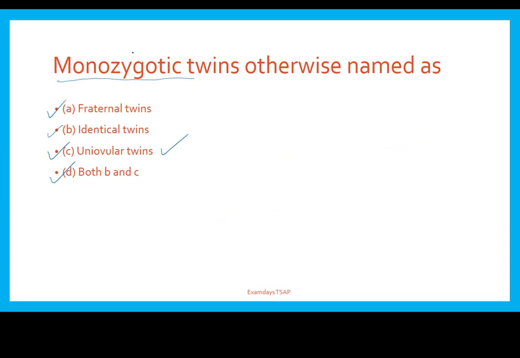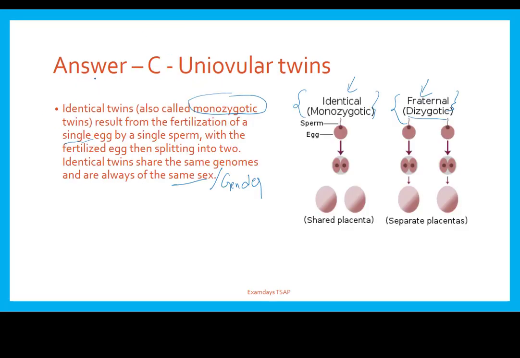Monozygotic twins, other name. Your options: A, fraternal twins, B, identical twins, C, univocal twins, D, both A and C. The correct answer is going to be identical twins. The explanation is given: identical twins are also called monozygotic twins, which result from the fertilization of a single egg by a single sperm, with the fertilized egg then splitting into identical twins that share the same genetics and are always of the same gender.